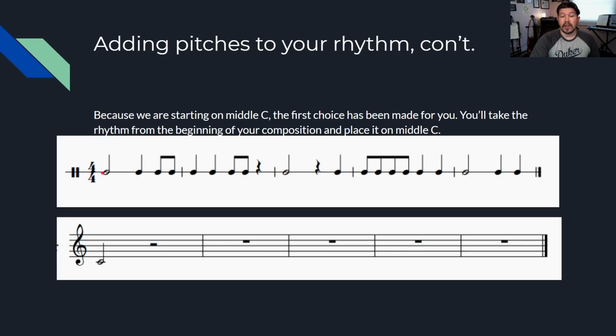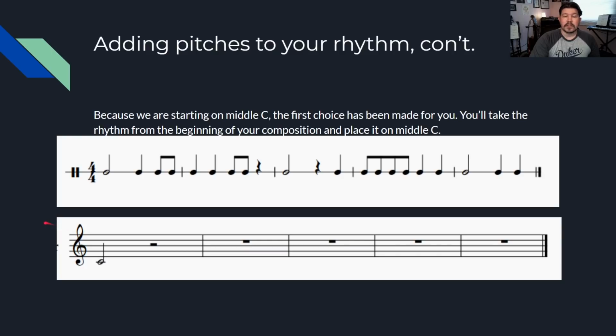Let me say that again. The rhythm does not change. All we're going to do is move it from the percussion staff with only 1 line down to our treble clef staff and place it on a pitch, specifically middle C, because that's where we're starting. So that same rhythm, that half note, becomes a half note on middle C.